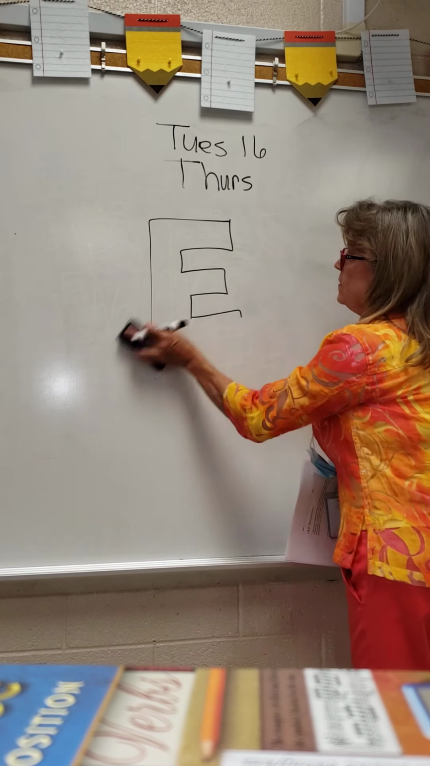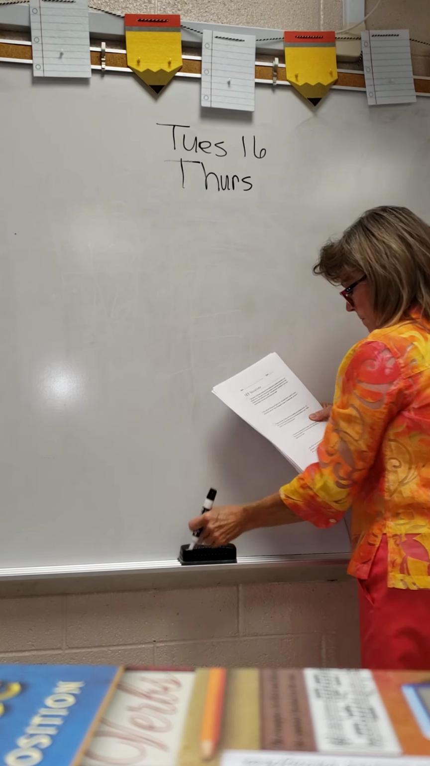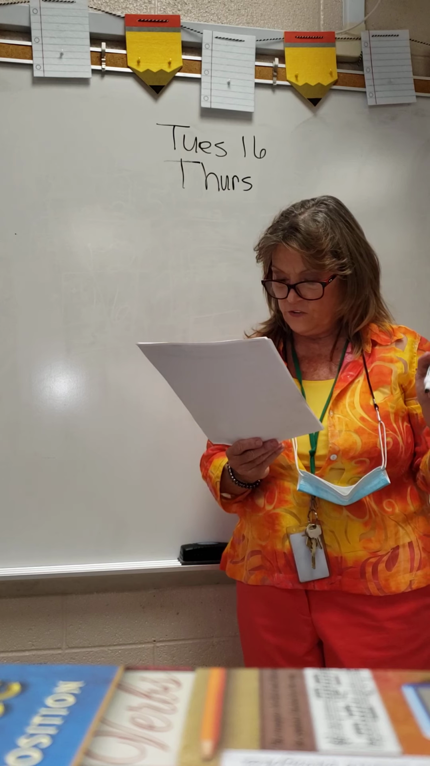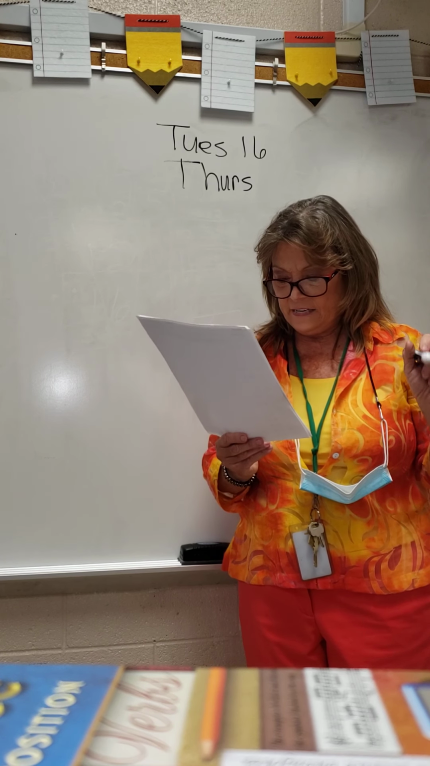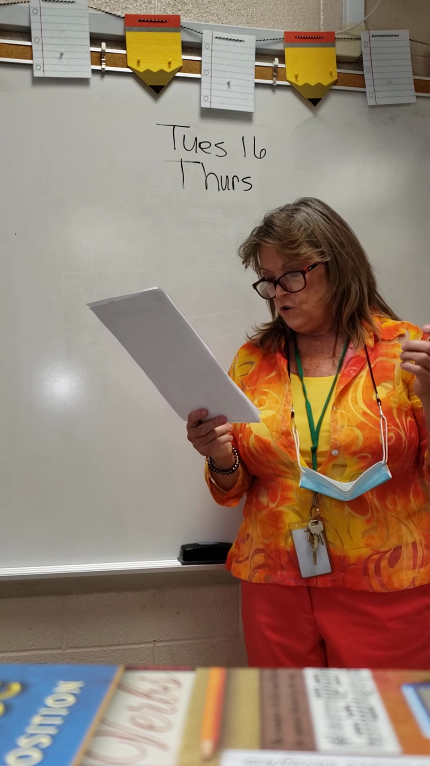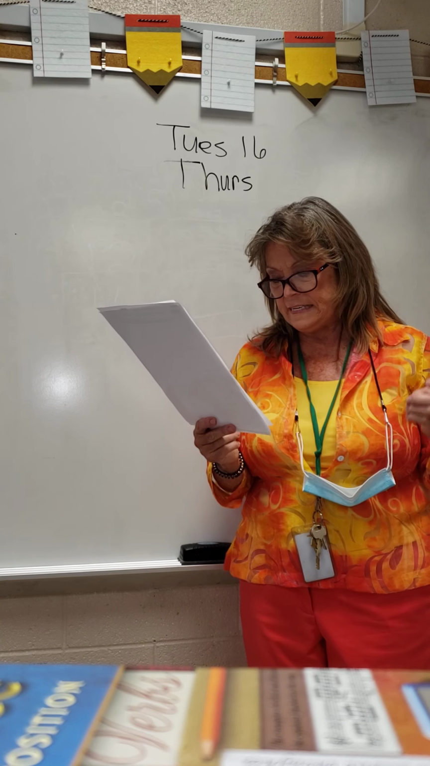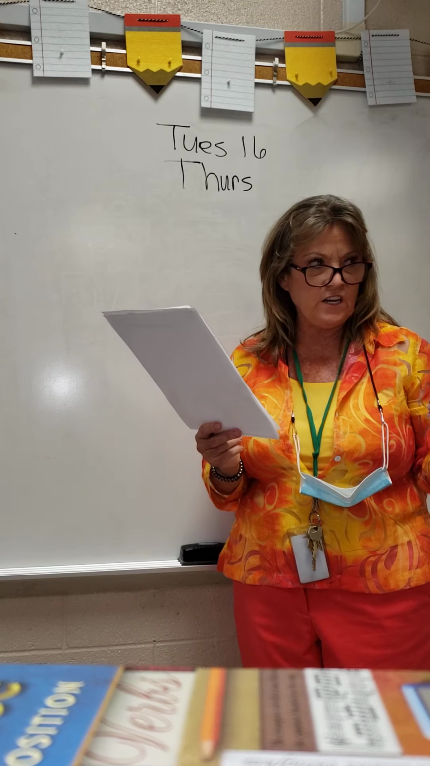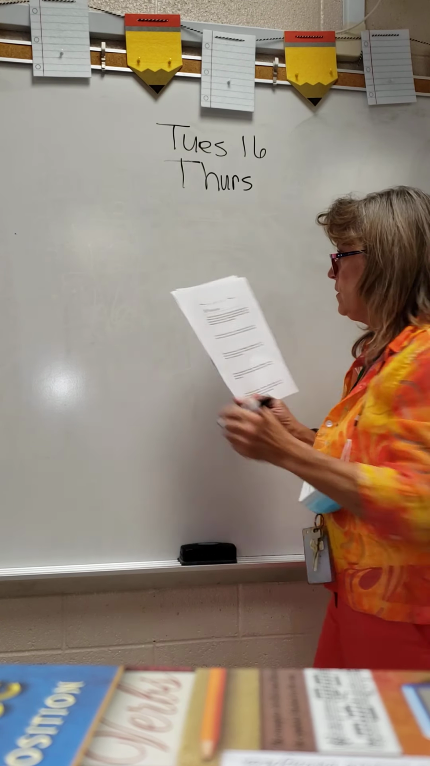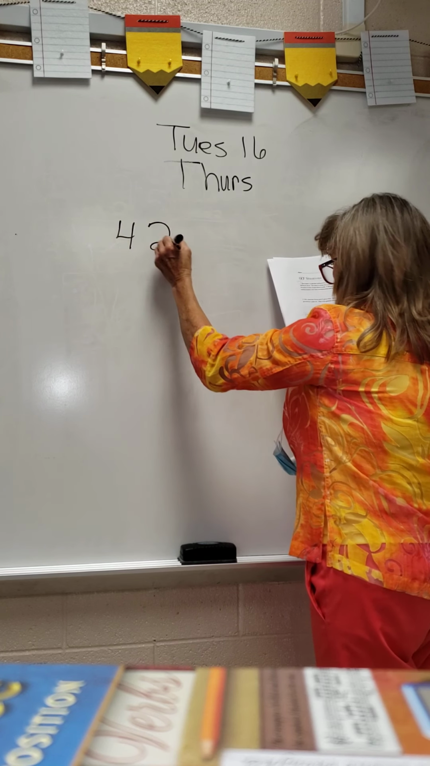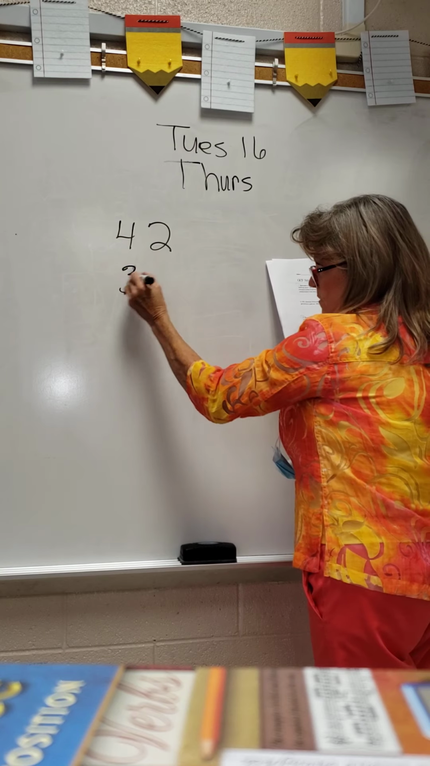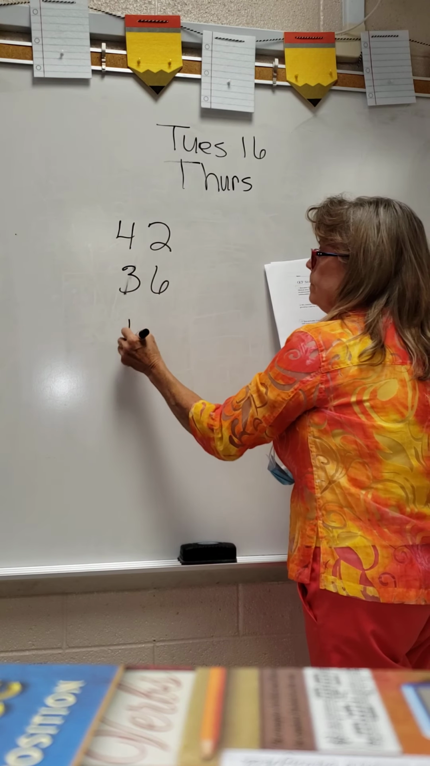Okay, look, the 3 numbers for this one: Mrs. Peter has 42 inches of purple ribbon, 36 inches of green ribbon, 18 inches of another color. So she wants to know, what is the greatest length of ribbon pieces that she can use? Okay, the key word is greatest. So I have 42. I have 36. What's my next number? 18.